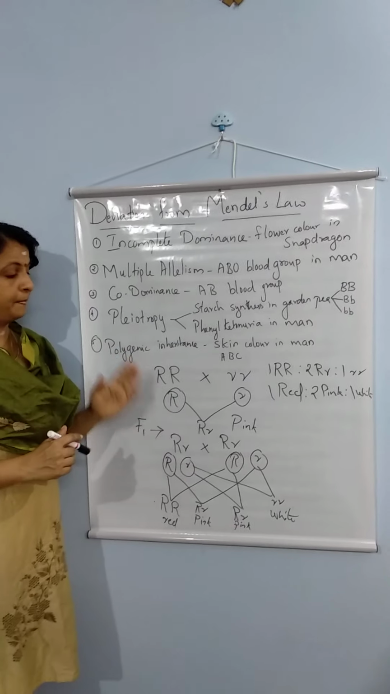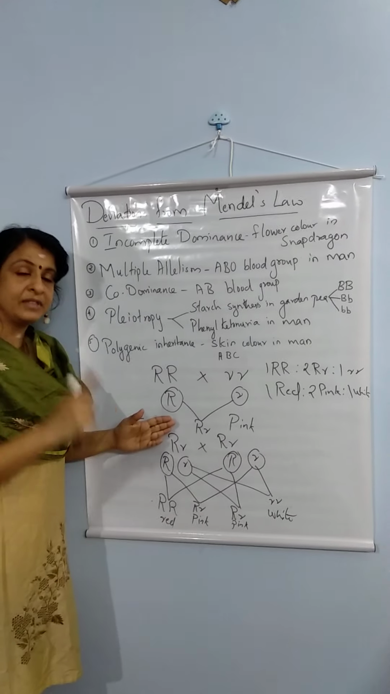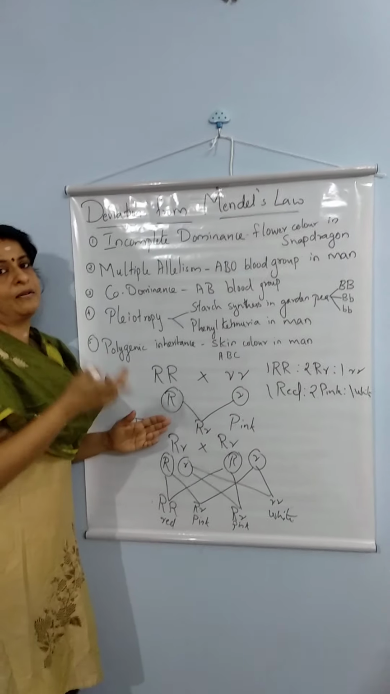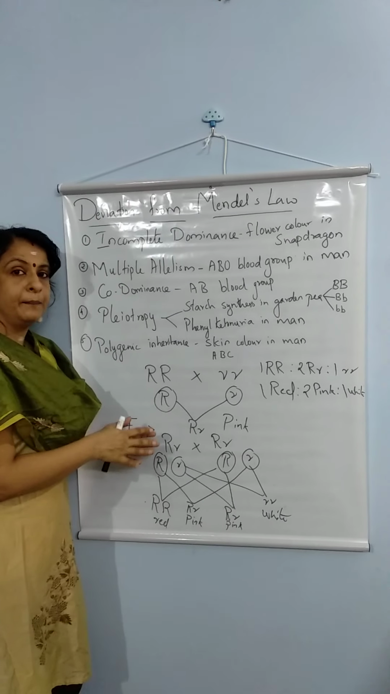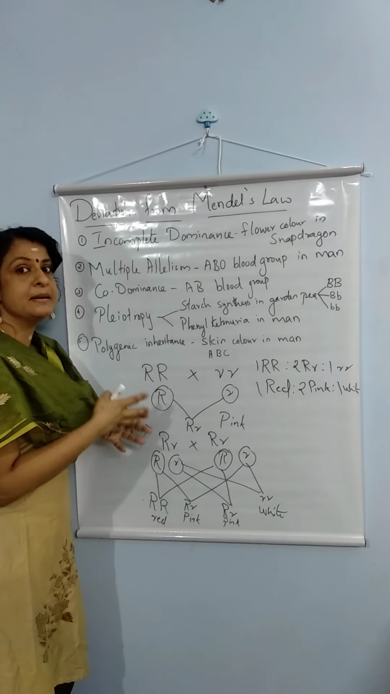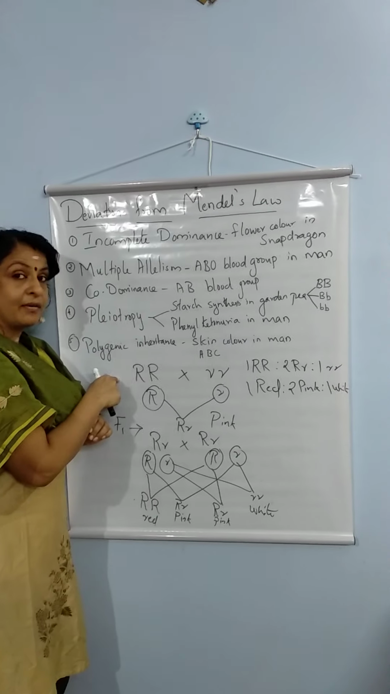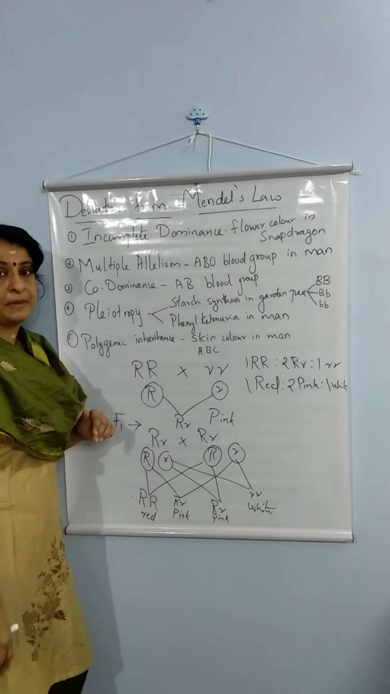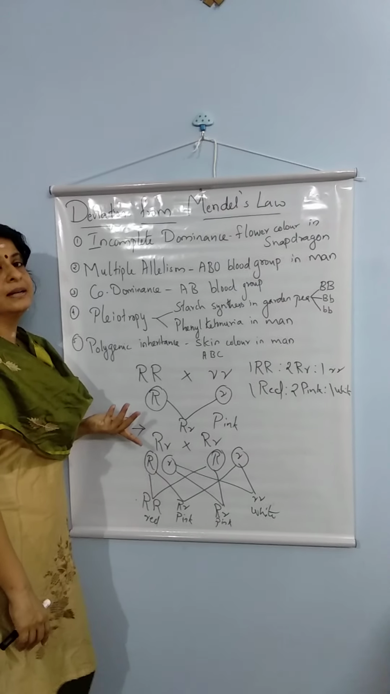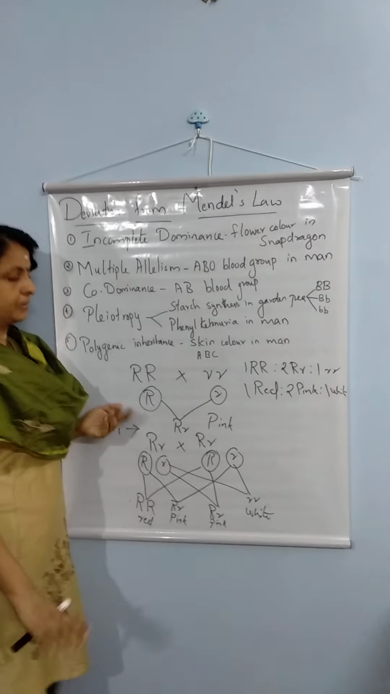According to Mendel, the F1 can show only one of the characters of either one of the parents. But here, they showed an intermediate character. The parents were red and white, but the F1 offspring produced pink colored flowers.